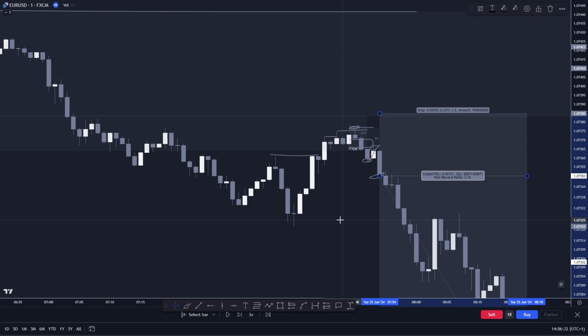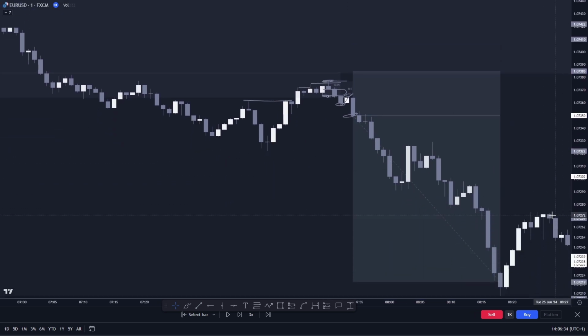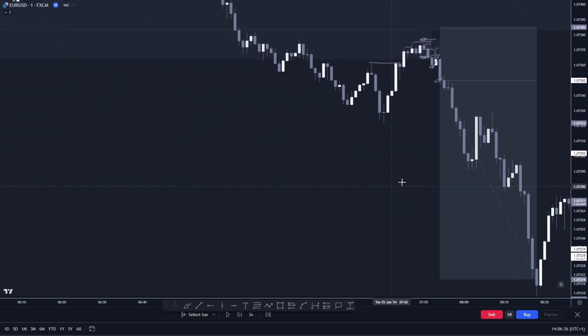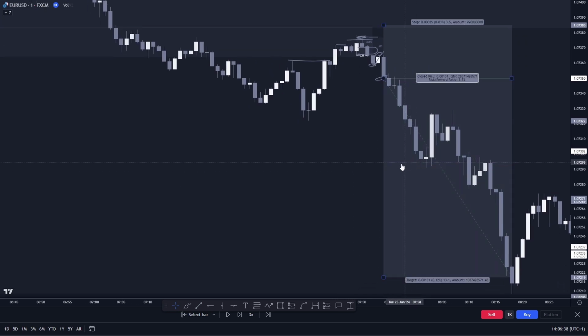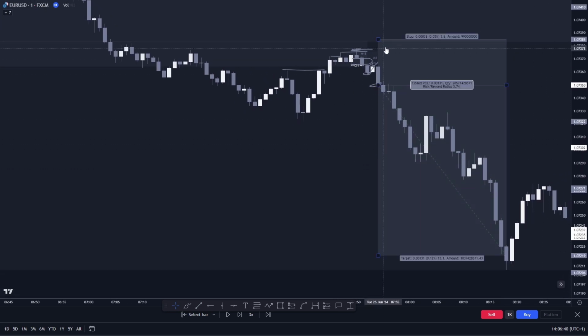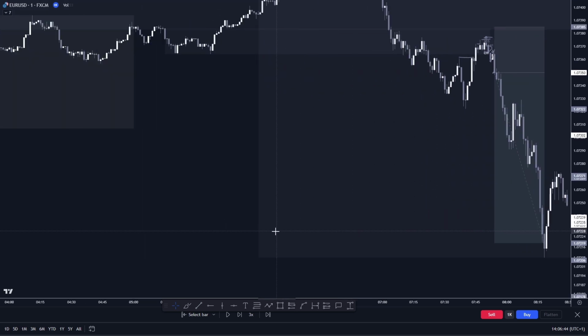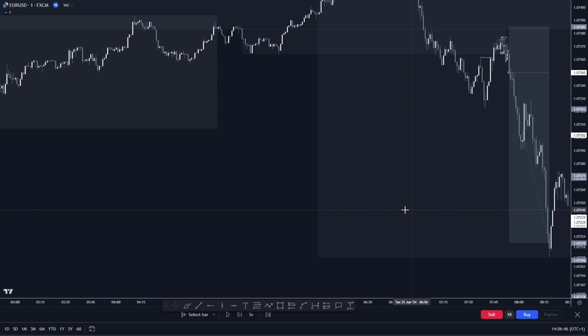But if you're being a patient trader, and you focus on the long-term process, be pragmatic. Okay, and then my targets were obviously at the overall M15 lows that you just saw, guys.